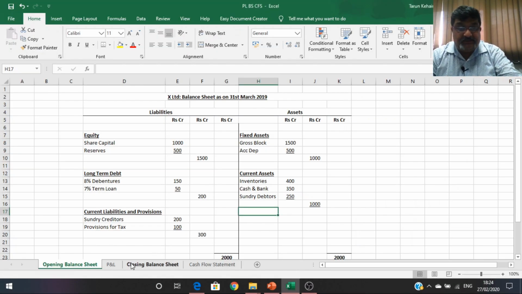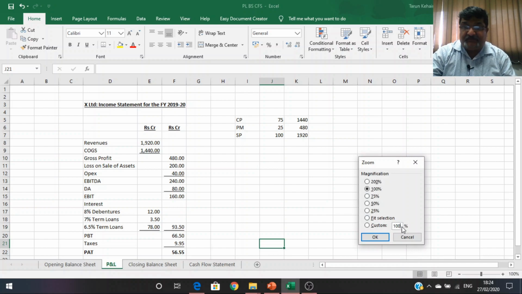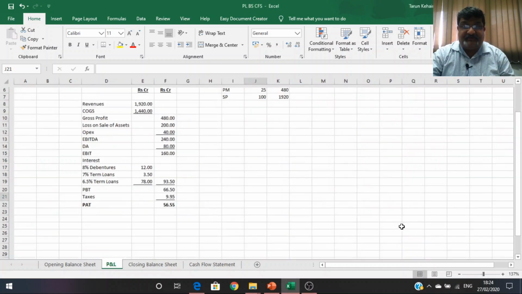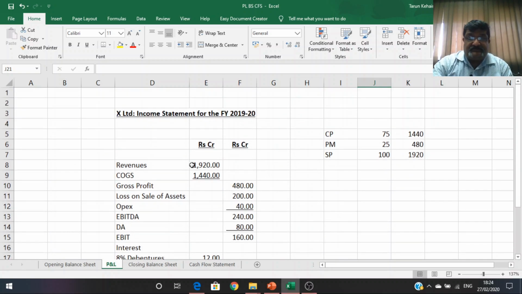So here you go. This is the P&L. I'll just expand the size a little bit for you so that it's more readable. Here you go. So let's start with the revenues. Now, how will you get the revenues?